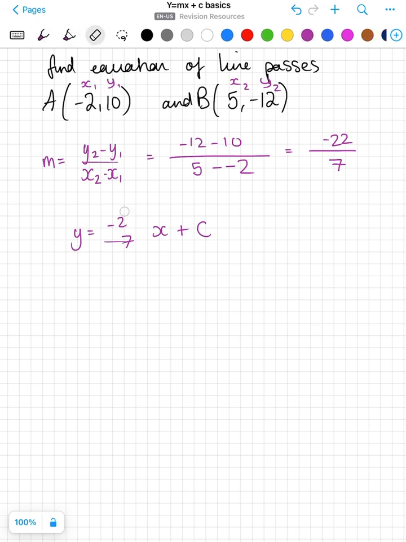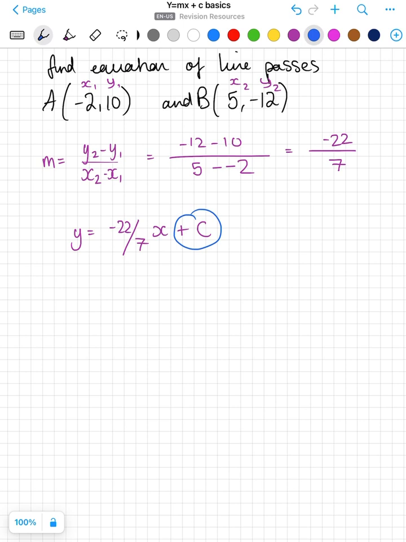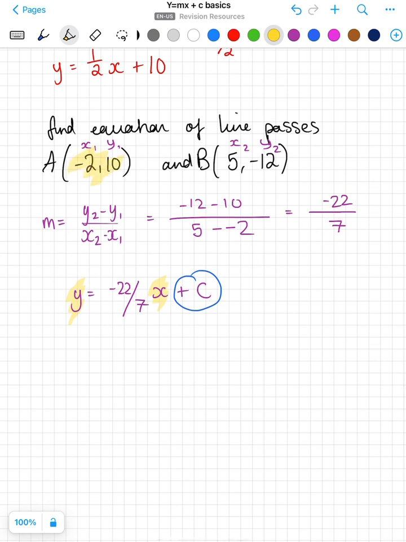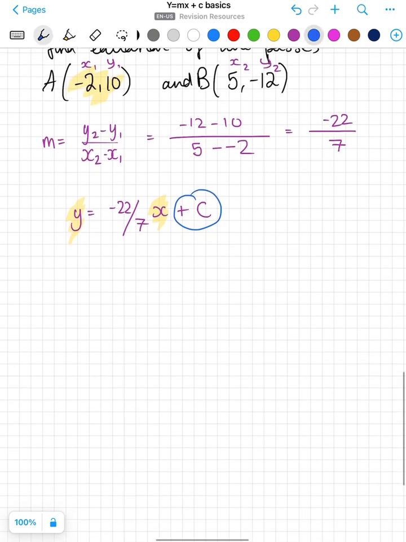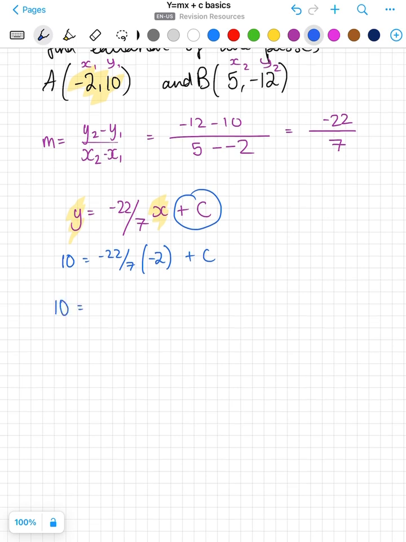Our next step is that we want to find out what the y-intercept is. So how do we do it? Now the only way that we can find out a missing letter is if we can substitute in known values for x and y. So that's exactly what we do. We pick a set of coordinates. So when y is 10 and x is minus 2, that leaves us with our one unknown letter. Minus 22 over 7 multiplied by minus 2 is positive 44 over 7 plus c.